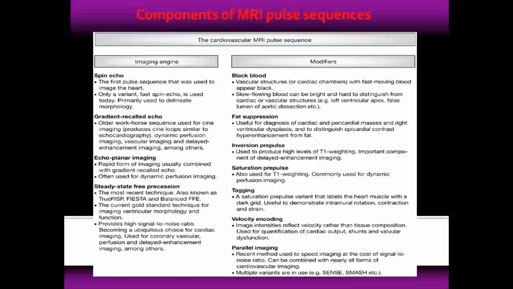And also, we have in MRI what is called pulse sequences. Pulse sequences are developed by physicists, and we can use different pulse sequences to image the heart, so we get different information from the MRI examination. For example, we have spin echo, gradient echo, steady state free precession, fat suppression, tagging, phase encoding, and delayed hyperenhancement, which is very important, and we're going to talk about it.